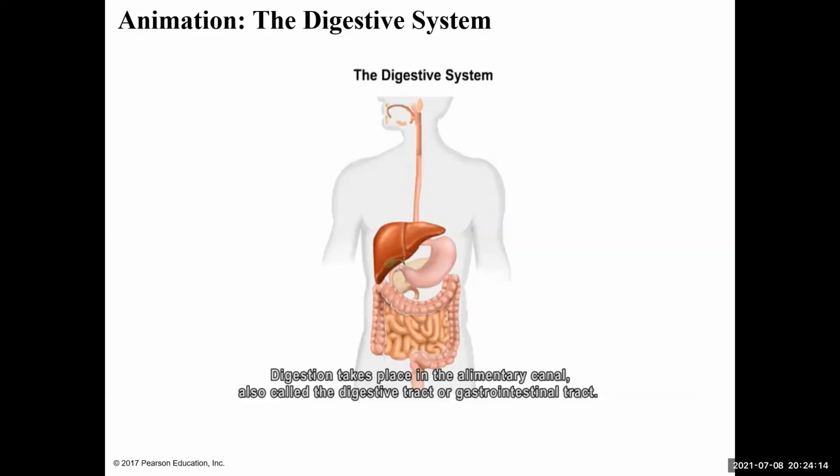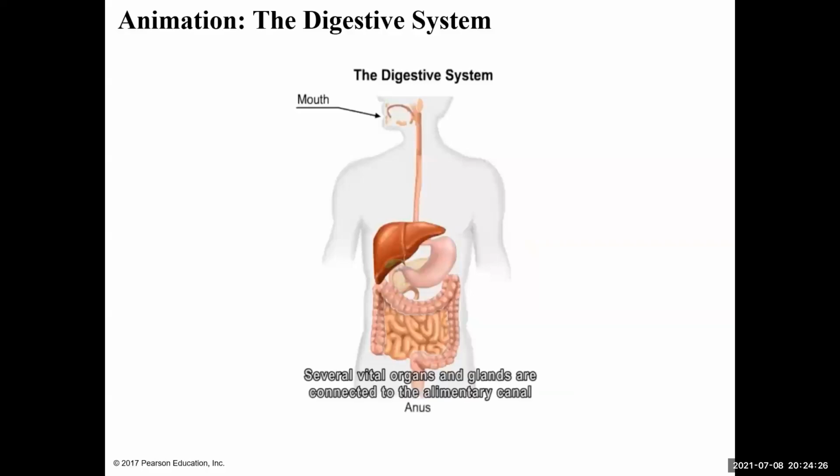Digestion takes place in the alimentary canal, also called the digestive tract or gastrointestinal tract. Basically, this structure is a tube that starts at the mouth and ends at the anus. Several vital organs and glands are connected to the alimentary canal and contribute digestive enzymes and other products to specific portions of the canal. Food is processed mechanically and/or chemically, depending on where it is in the alimentary canal.